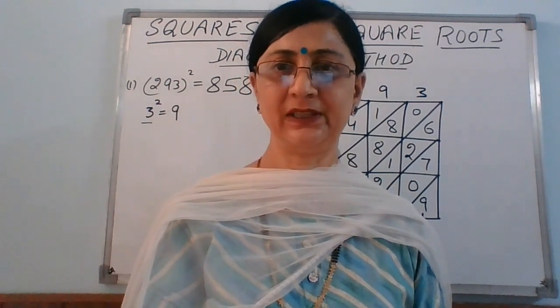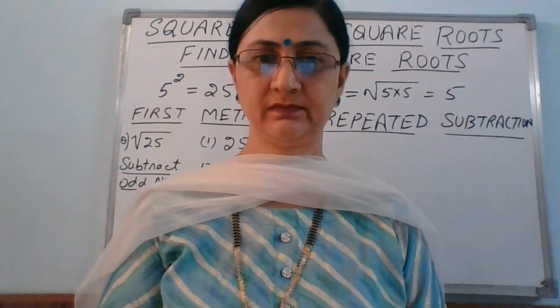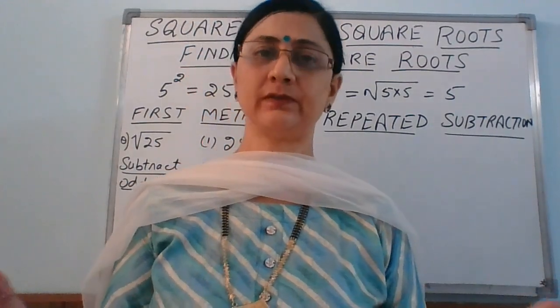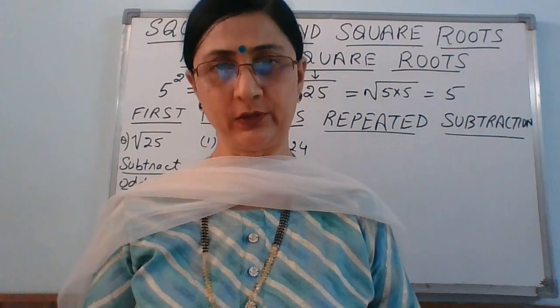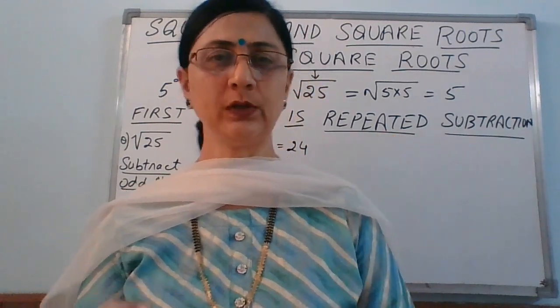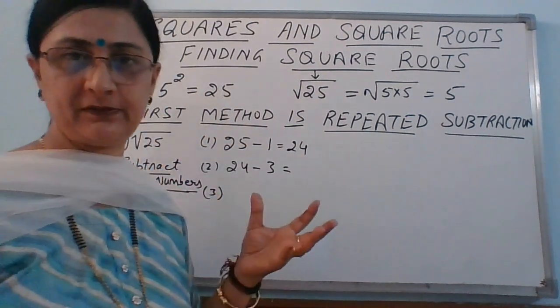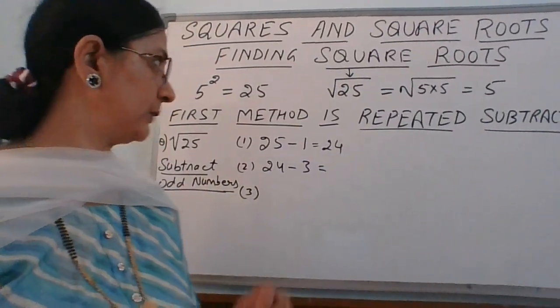Now we'll do square roots. Okay, children, now we'll find out the square roots of the numbers. First I'll explain what you mean by square root. Squares are done. Square of 4 means 4 multiplied by 4. What is square root? If we find the square of 5, the square of 5 is 25.